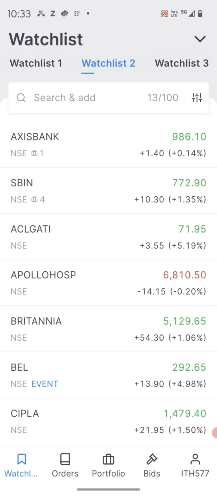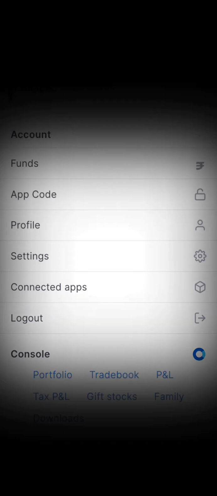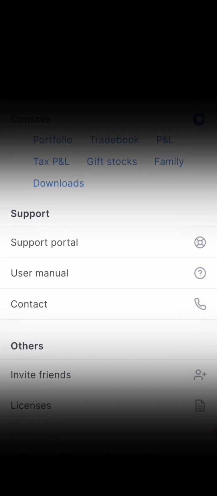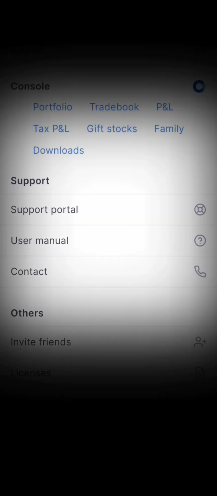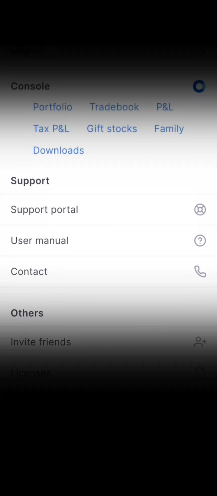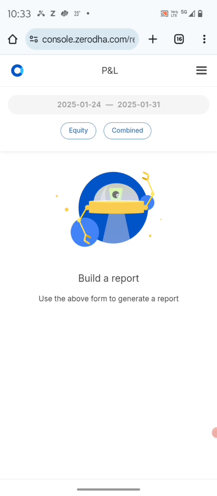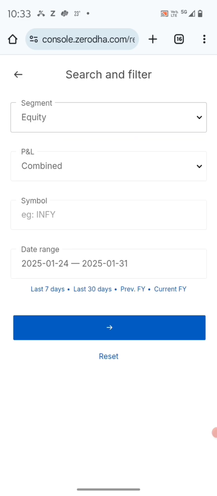So what you have to do is go into your account section and navigate to the console section within an account and just select the P&L option. P&L, and it will open up the console website. So here you just say you need the statement for futures and options, F&O, both realized and unrealized, and you just say for the last 30 days, for this entire month of January 1st onwards, and that's all.